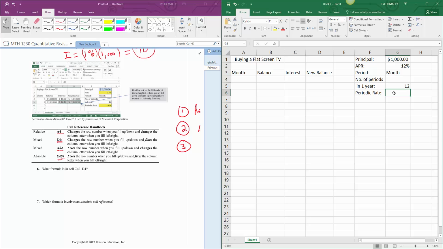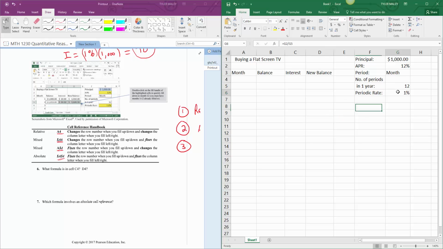To calculate the periodic rate, remember I need to take the APR, so we hit equals first to tell Excel I want to do a formula, and then click in the G2 box to reference the percent, and then I need to divide by the number of periods in 1 year, which is cell G5. So I'm going to take cell G2 divided by G5 and hit enter. So we get 0.01, and I can go ahead and format that as a percent also, so that I remember what I'm using that to represent.